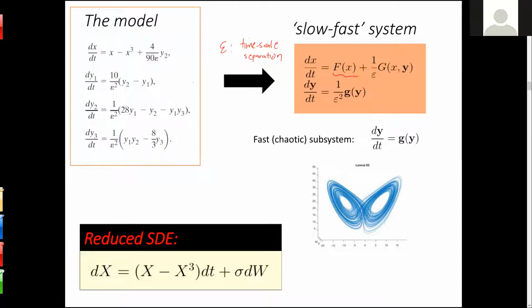So if you look at the second and third equations for y1, y2, and y3, and neglect the small parameter epsilon squared in the denominator, what you will get is a chaotic subsystem. It is the same as the system given in the model, just drop epsilon squared or set it to 1. You will get a fast chaotic subsystem. If you're familiar with its form, you might notice that it is your Lorenz attractor, or Lorenz 63, the famous butterfly.